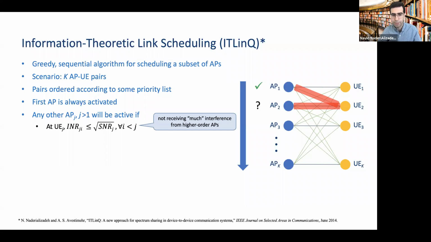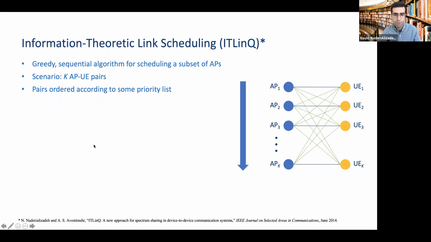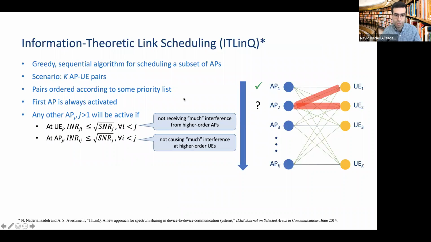So basically this means that it's not receiving a lot of interference from higher order APs. And on the reverse side, we also need to check that the access point is also not causing much interference at higher order users. The criterion here is similar to this one, but the difference is that we are looking at the outgoing interference from this AP to higher order users. If you put these two conditions together, if you just multiply them by each other, you will get exactly the same condition that we had here, right? What I'm showing here is a sufficient condition for making sure that treating interference as noise is good enough in this network.